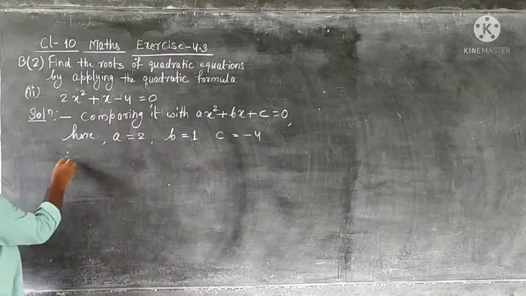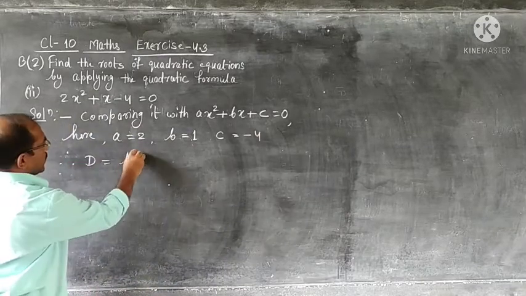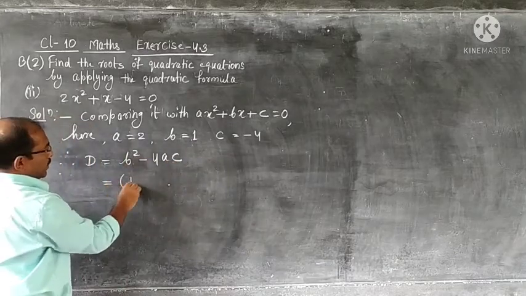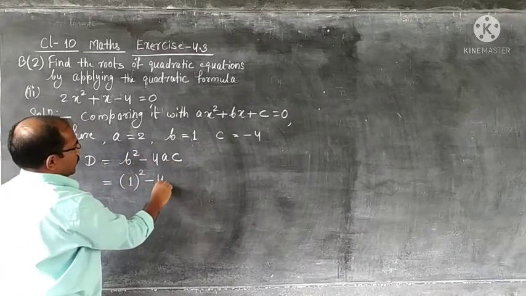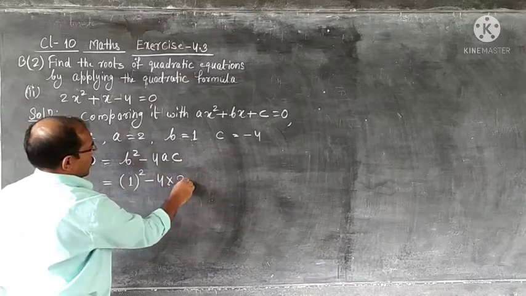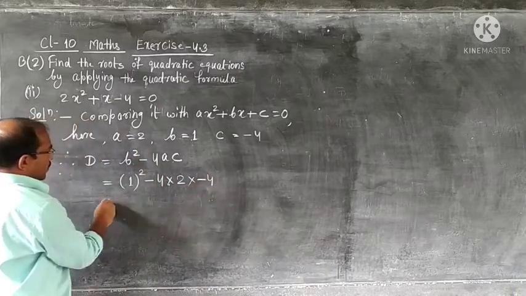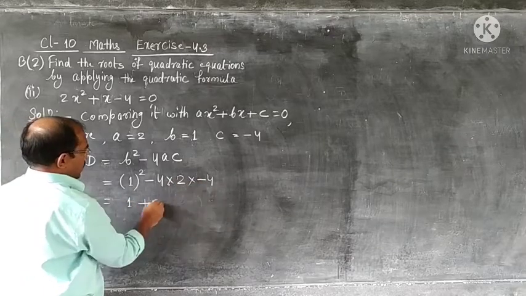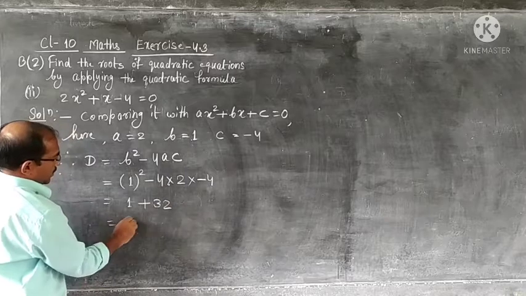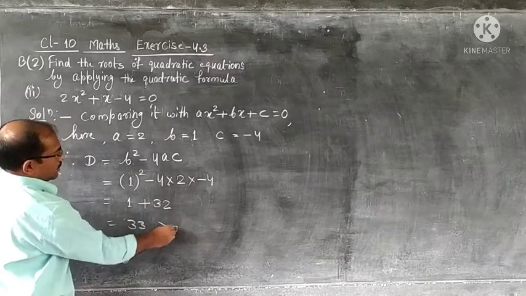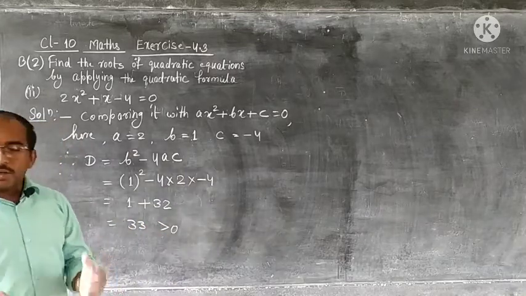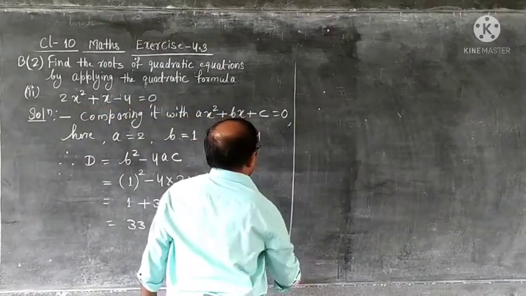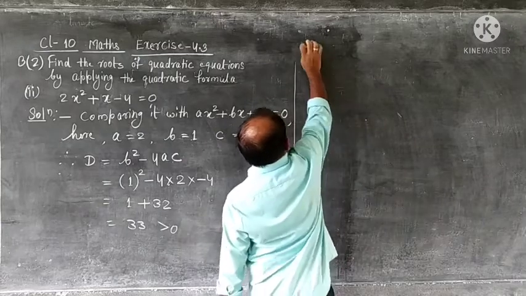Next, we go for finding the discriminant, b square minus 4ac. b square, 1 square, minus 4 into a is 2 and c is minus 4. We get 1 square minus minus plus 4 2s are 8, 8 4s are 32. We get 33. 33 is also greater than 0. So, roots will be real and unequal, and then we use the quadratic formula for finding both roots.